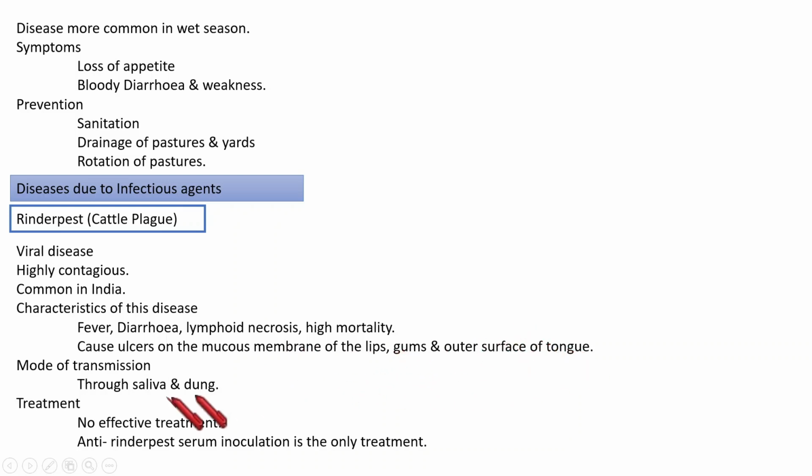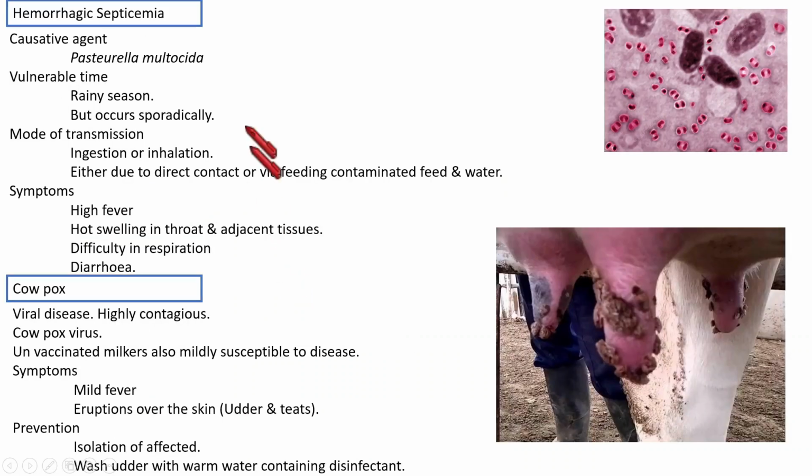These are the symptoms. How does it transmit from one animal to another? Through saliva and dung. What is the treatment? There is no effective treatment. The only thing we can give is anti-rinderpest serum. That is the only thing we can administer. Anti-rinderpest serum inoculation is the only treatment. That's about rinderpest or cattle plague.